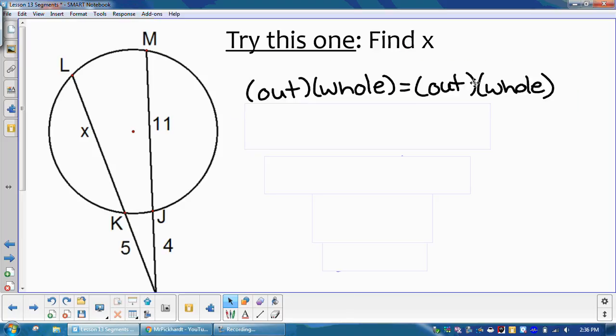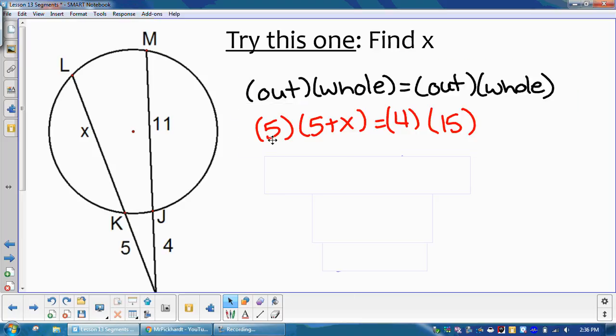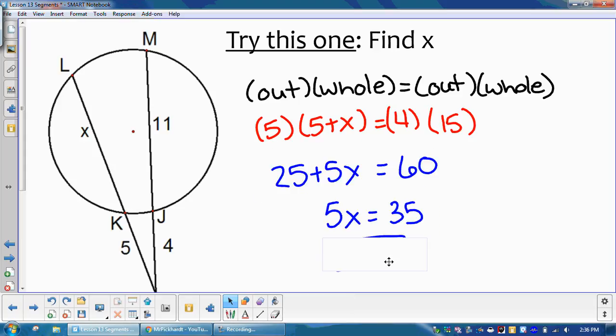So I'll start as always with the formula. The outside of one secant is 5. The whole thing is 5 plus x. The outside of the right secant is 4. The whole thing is 4 plus 11, which is 15. I can distribute on the left and then solve for x and get that x is 7.